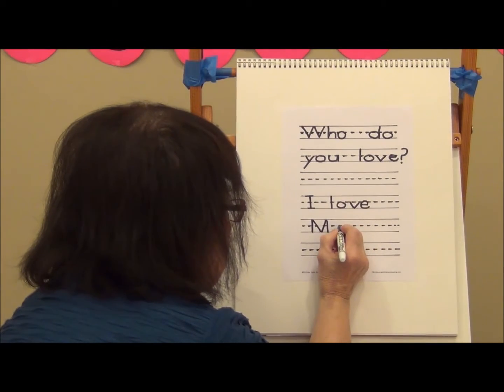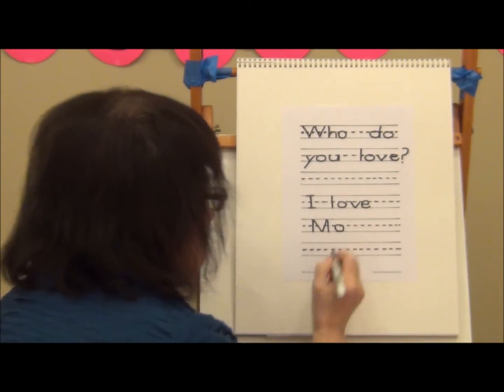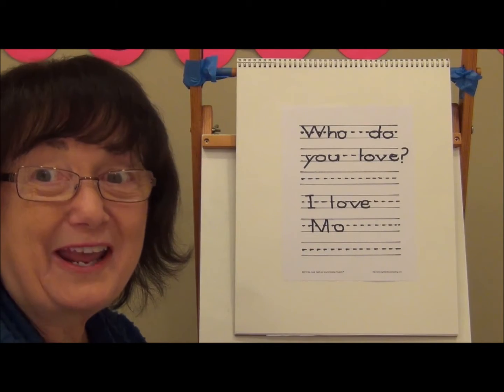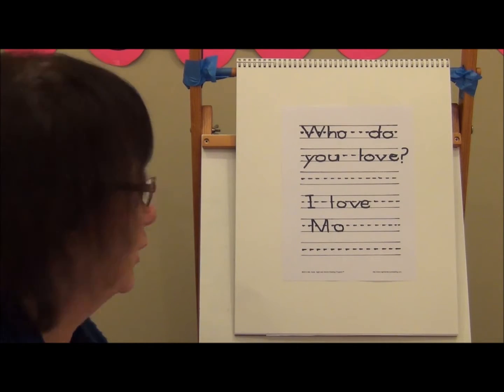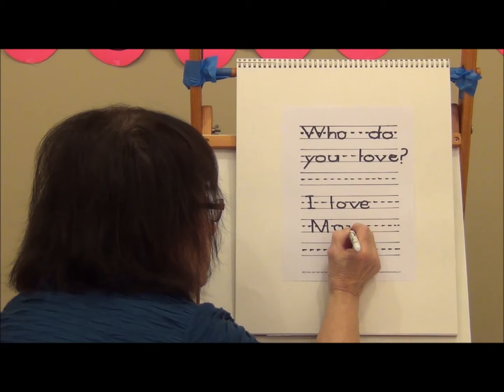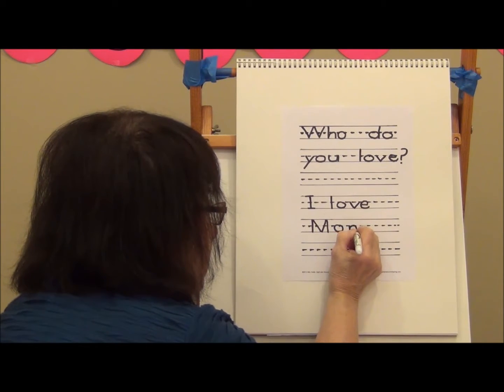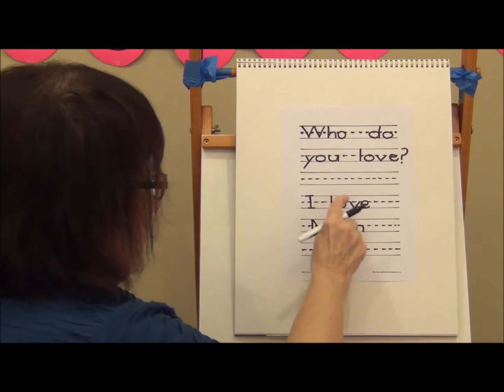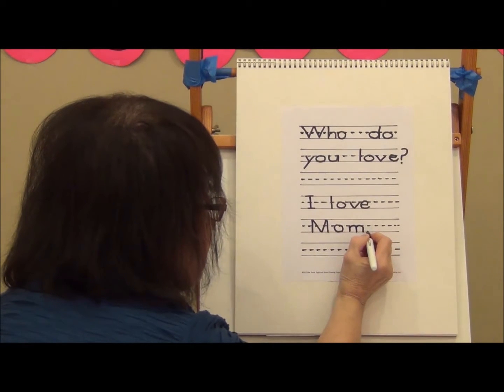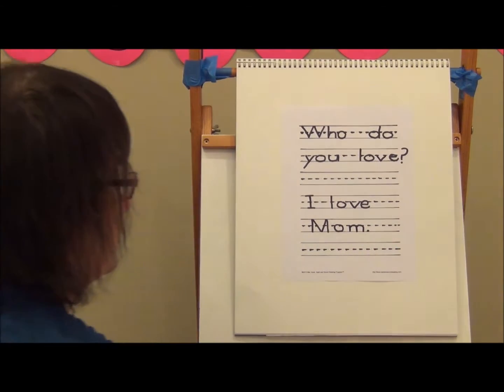Short O. All right, we start there and come around, and then mom, lowercase, so we start in the middle, come down and give it one hump, give it another hump. I love mom, and then it's the end of the sentence, so we put a period there.